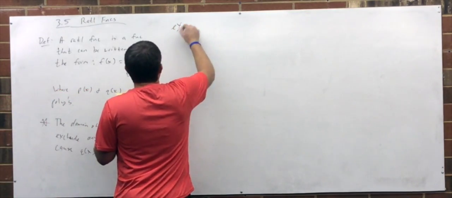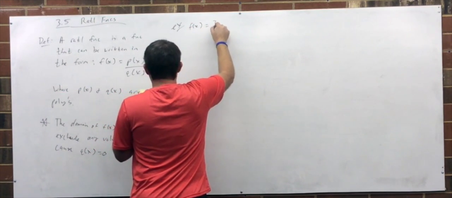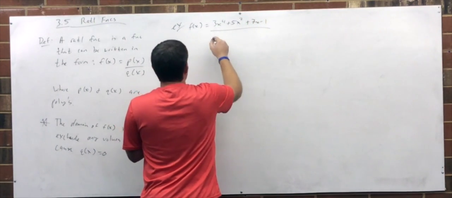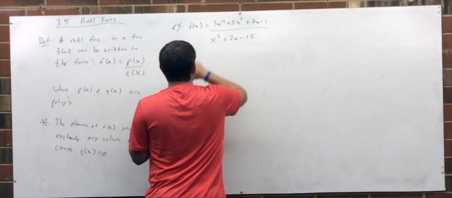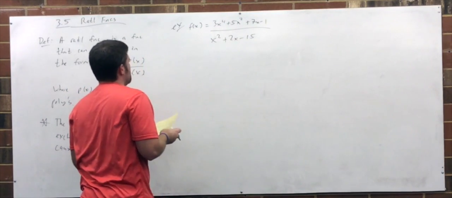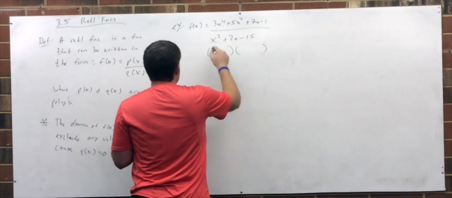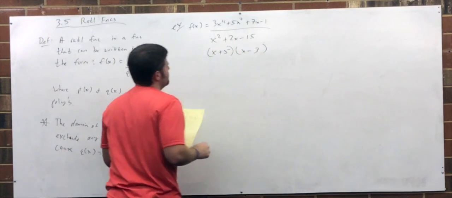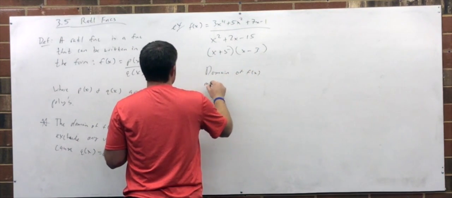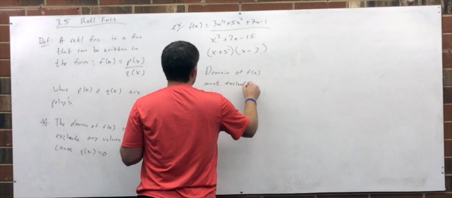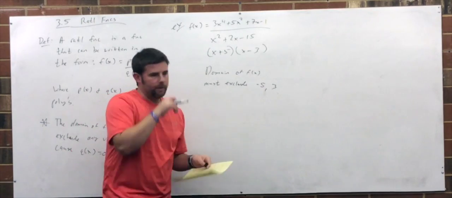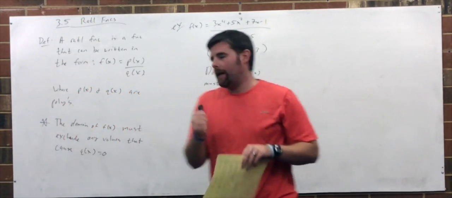So let me give you an example of that. f of x equals 3x to the 4th plus 5x squared plus 7x minus 1, all divided by x squared plus 2x minus 15. So the domain of f of x, we have to look at what sets the bottom equal to 0. You can factor that real quick and see that you get x plus 5, x minus 3. So this domain of f of x must exclude -5 and +3.